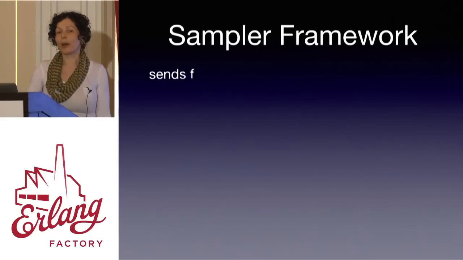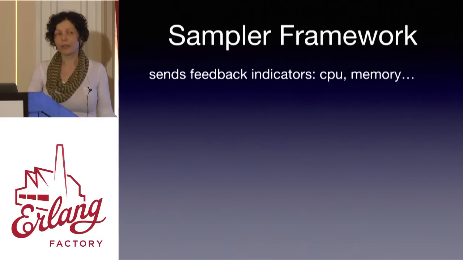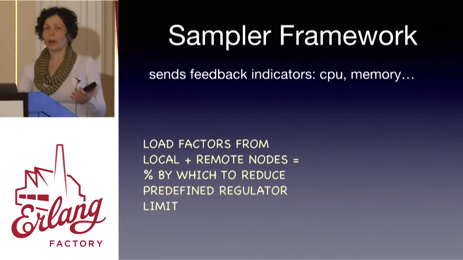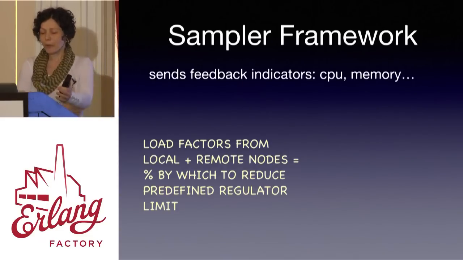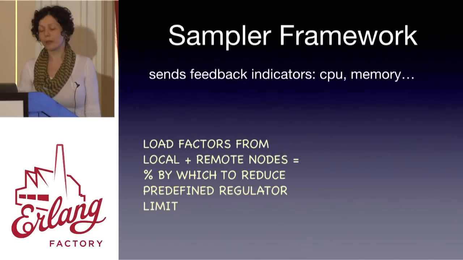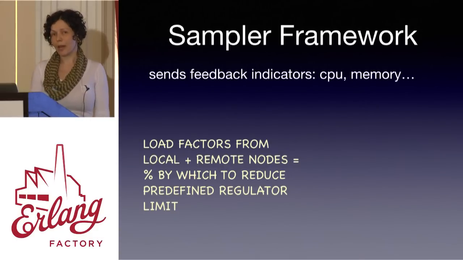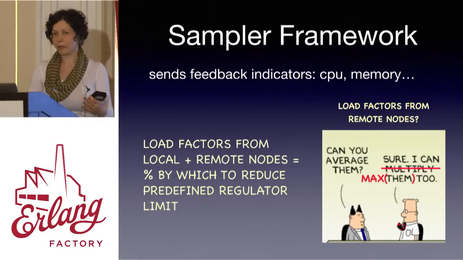The sampler framework actually sends feedback from CPU and memory, and we can get load factors from local and also remote nodes. The local load factor is going to be a percentage by which to reduce the predefined regulator limits. And a quick note on the remote nodes: when we get multiple feedbacks, we can either take the maximum value or we can take the average value.